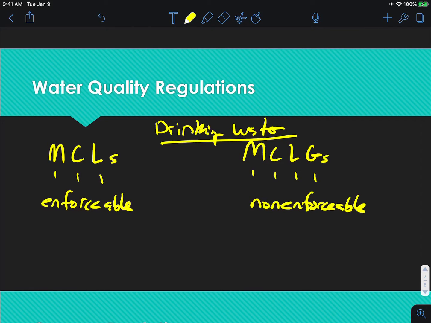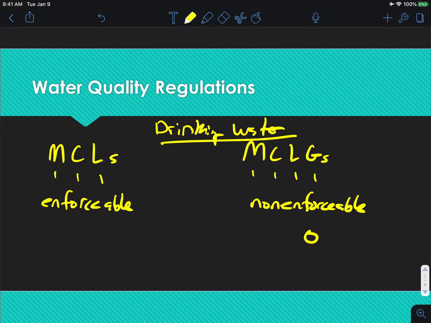Okay, so you might wonder why we have non-enforceable goals. Doesn't seem to make sense. Well, first let's look at something like a carcinogen. So a carcinogen has an MCLG of 0. Just by the very nature of it, something that is known to cause cancer or suspected or probably cause cancer in humans, we don't want that in our water, right? So EPA sets a goal of 0.